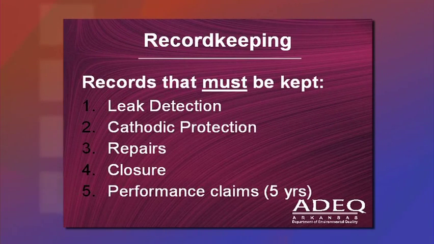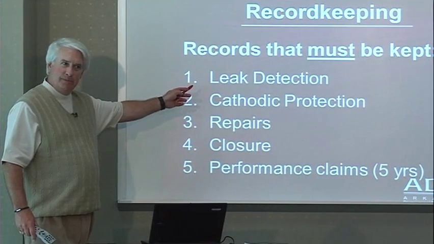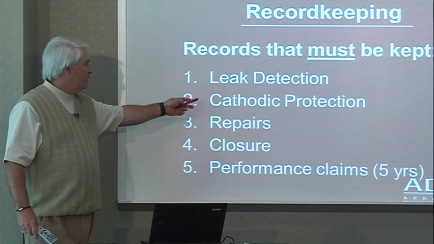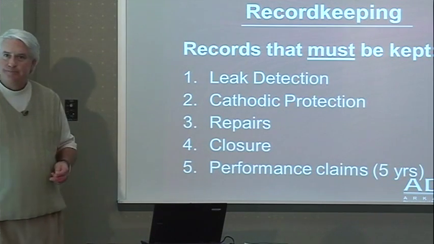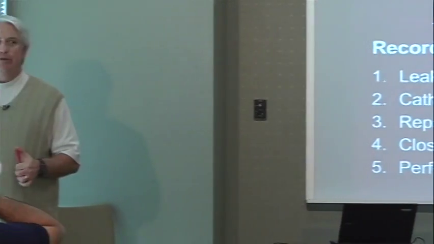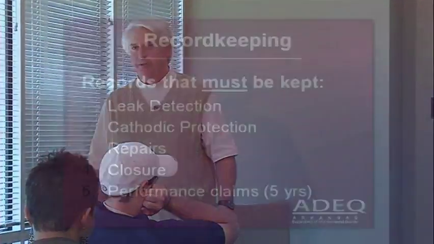Record keeping, records that you must keep. One more time, leak detection records. How long do you have to keep them? How about 12 months? Cathodic protection has to be done every 3 years. If you're using sacrificial anode protection, you have to keep the record until the next test.